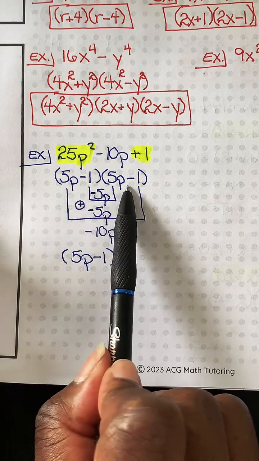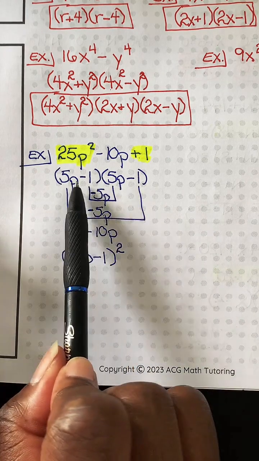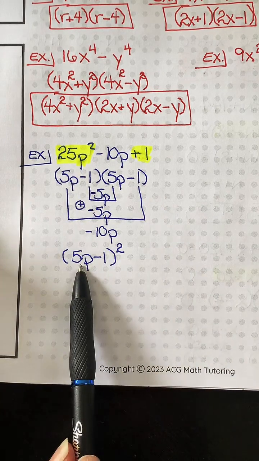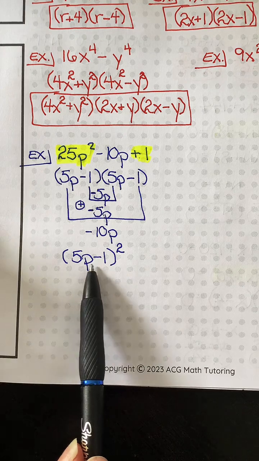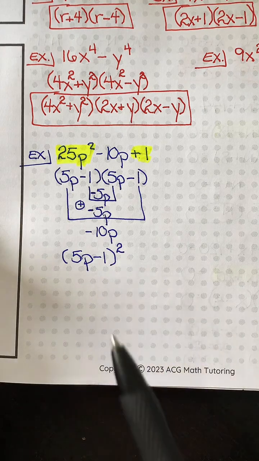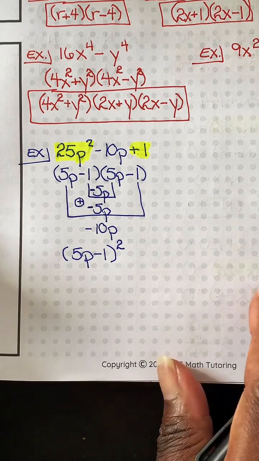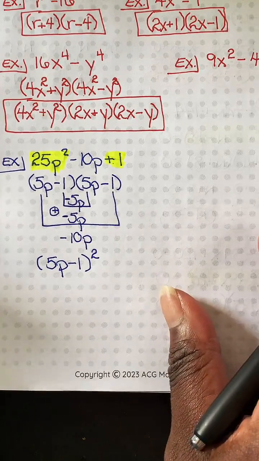So now I look at my parentheses. My parentheses are exactly the same. So that means I can also write it as 5p minus 1 squared. Okay. All right. So that's what we're doing. Okay. So let's try another one.